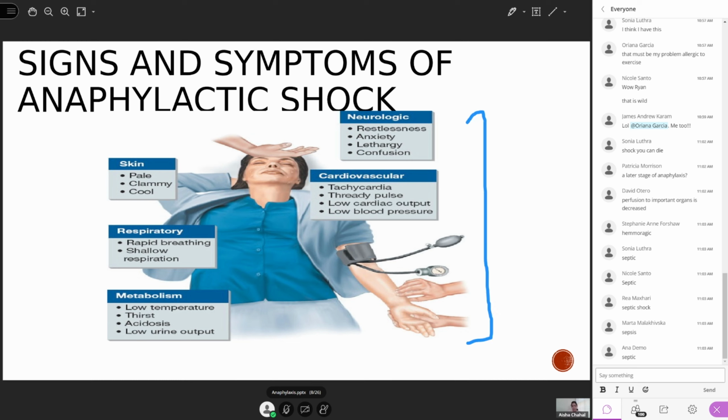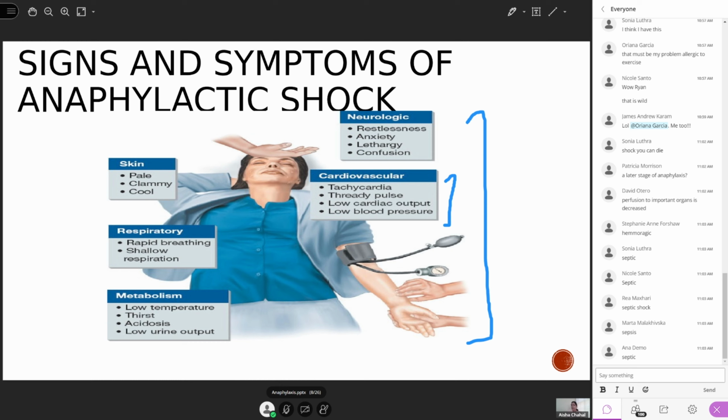For example, the neurological first symptoms: restlessness, anxiety, lethargy, confusion. Cardiovascular, in shock, there will be tachycardia. Still, I think the body is trying to compensate. Thready pulse. Now the pulses feel like a tiny thin thread, right? When you put your finger on it, it's not really a good +2 pulse, but it feels like a tiny thread. Low cardiac output, low blood pressure.